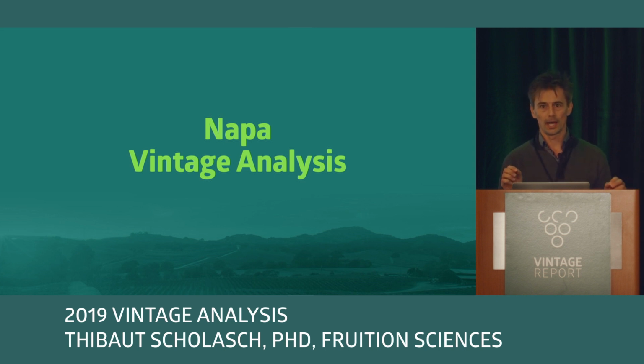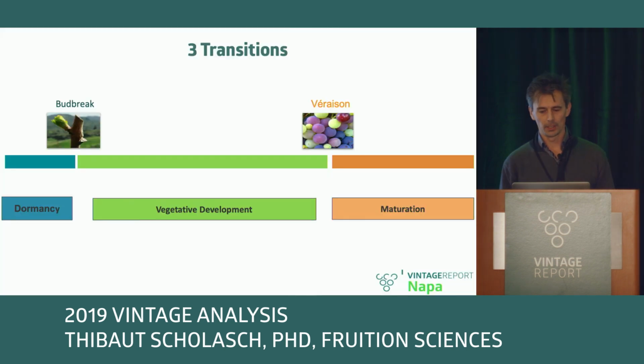When we try to look at a time series, like a vintage, we can actually slice this time series into three very obvious transitional phases. The first one is when apparently nothing happens in the vine. It's in blue, it's the dormancy. It ends with bud break. Then we have this part during which most of the radiation helps building biomass. This is the green slice, during which most of the vegetative development occurs.